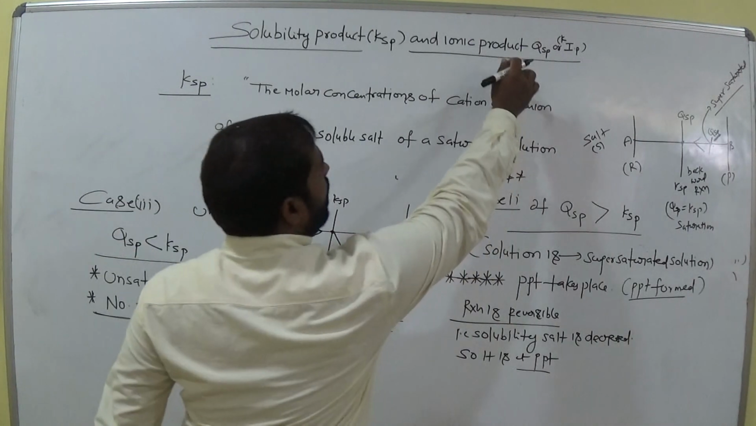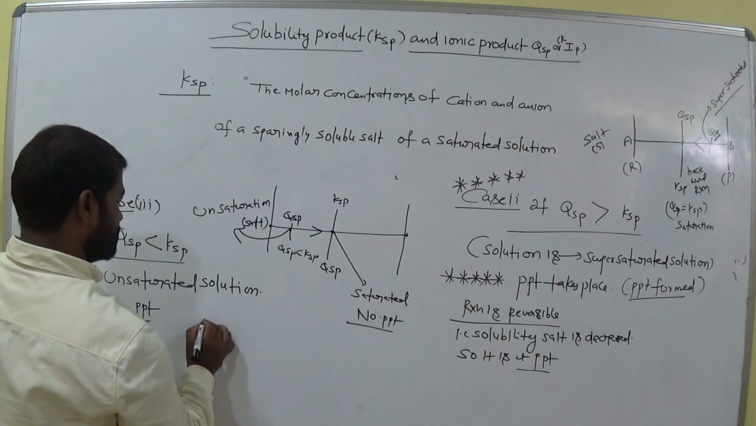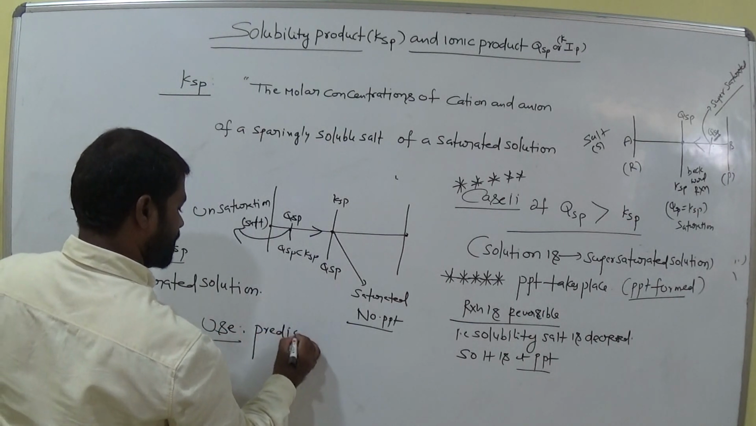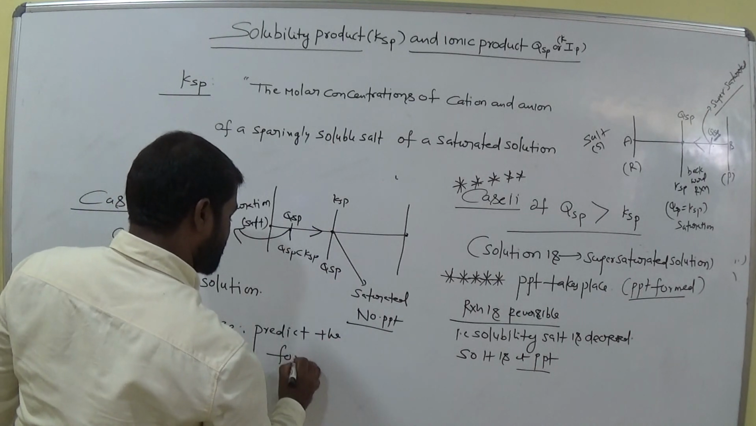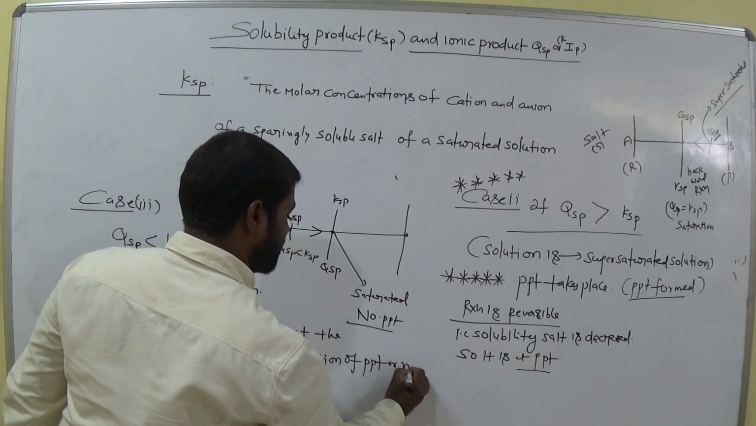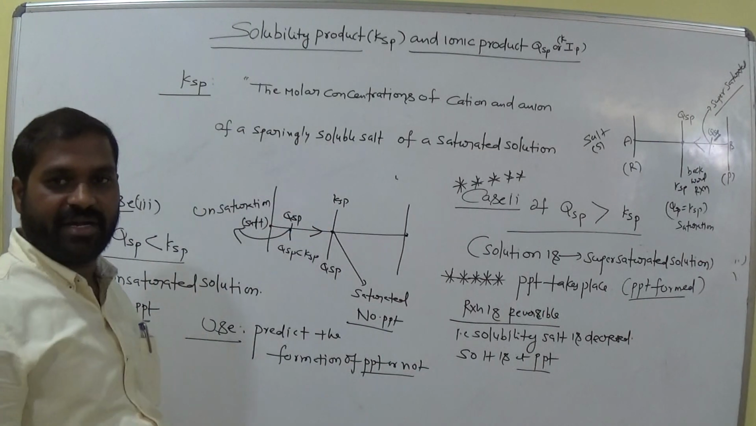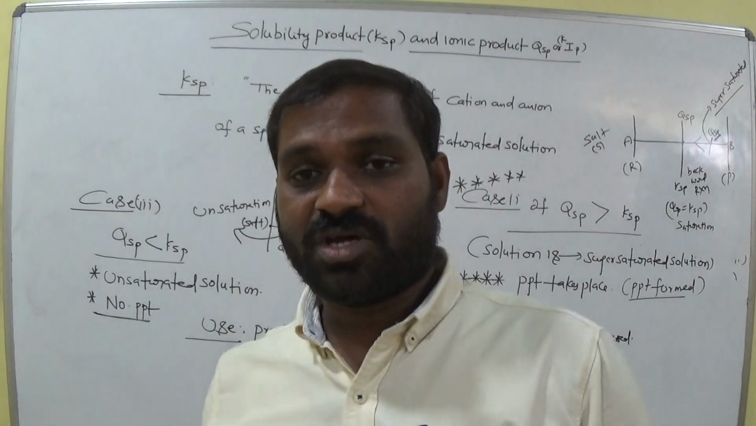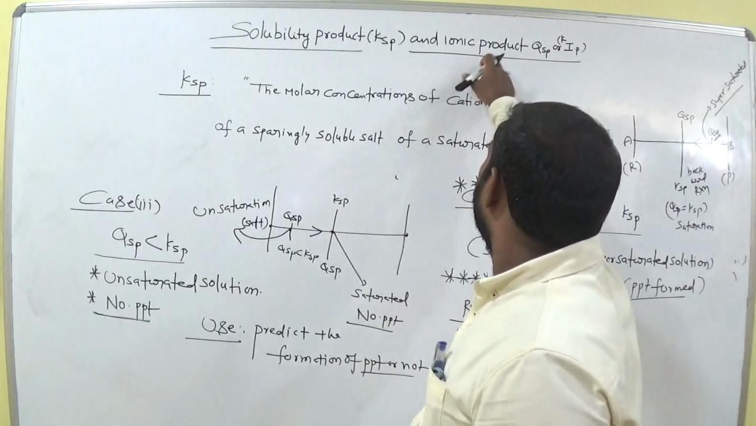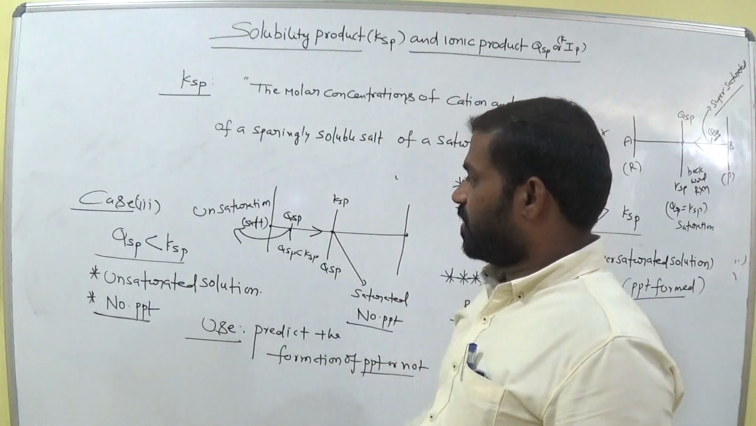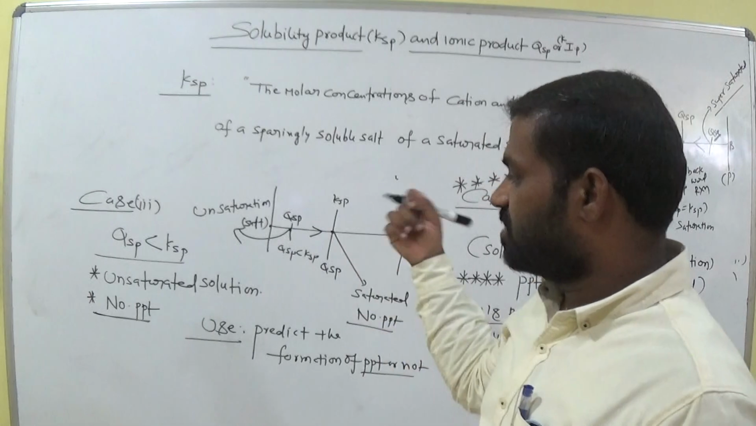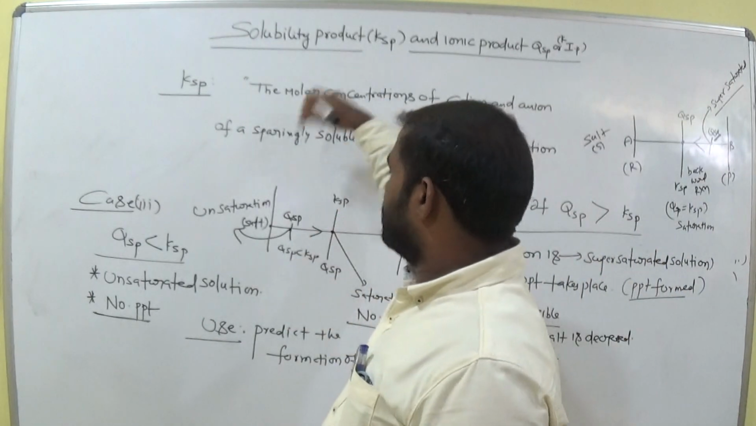Now, what is the use of ionic product QSP? Its application or use is to predict the formation of PPT or not. Am I right? So in the equilibrium condition or in salt hydrolysis, salt solubility, is there any PPT or not? So it can be decided by using this ionic product. Am I right? Comparison with solubility product. So is there any PPT or not? So this is one of the best applications in this concept.